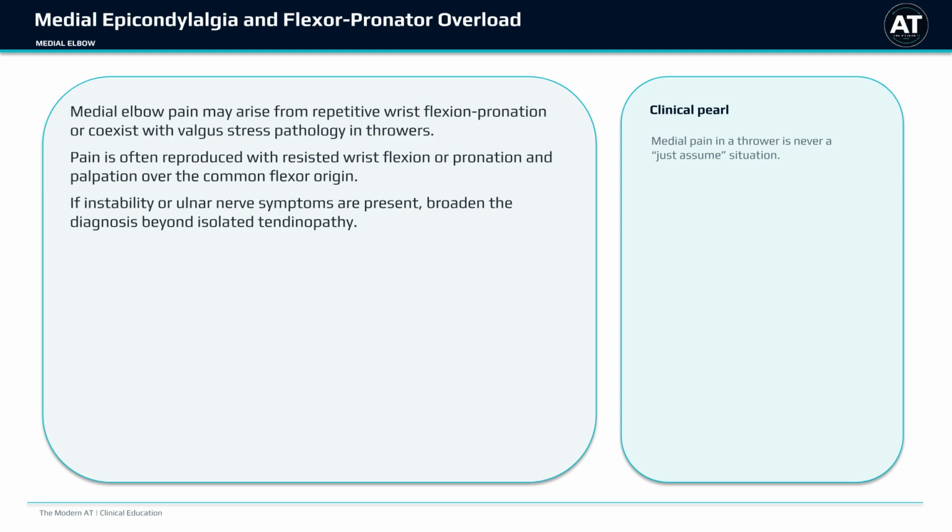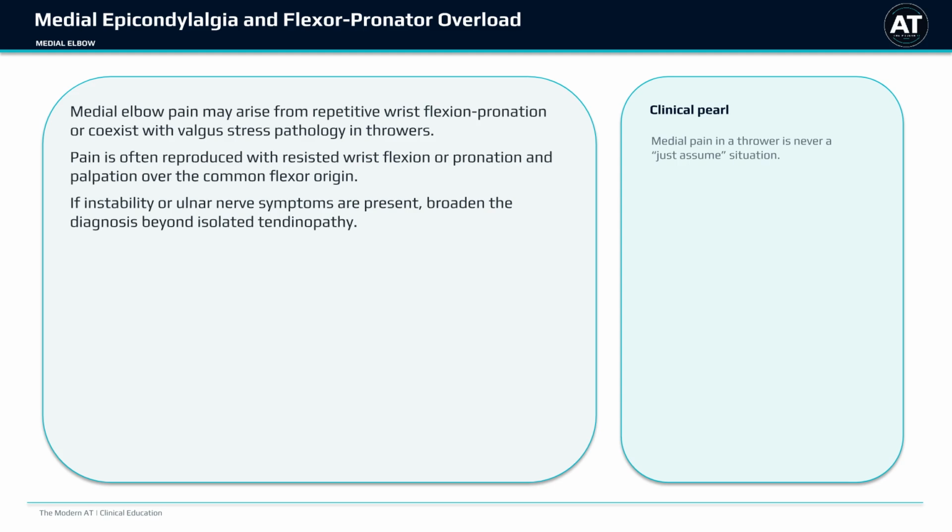Medial epicondylalgia and flexor-pronator overload involve pain near the common flexor origin. Symptoms may be provoked by resisted wrist flexion, pronation, gripping, or throwing. In a non-thrower, this may reflect repetitive hand use or lifting. In a thrower, medial pain deserves extra caution because the flexor-pronator mass helps protect against valgus stress and may overlap with UCL irritation or ulnar nerve symptoms.